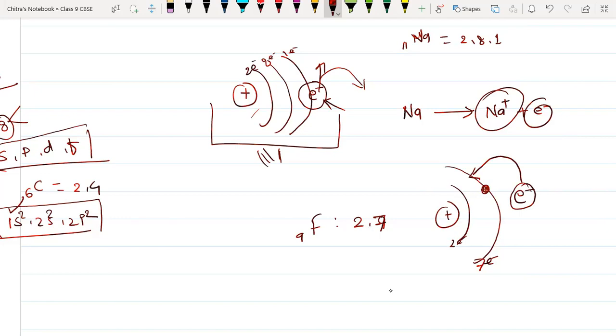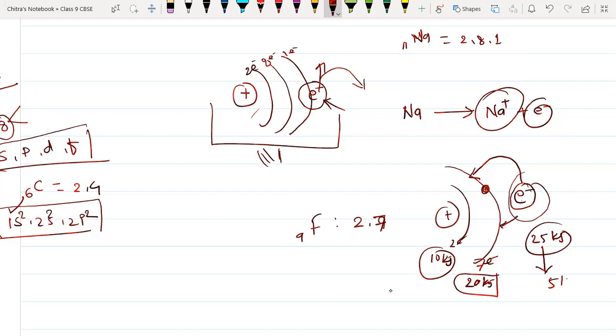Suppose the first energy level has energy of 10 kilojoule, just as an example. The second energy level is 20 kilojoule. And this electron, which is present outside the shell, let's say has an energy level of 25 kilojoule. If you want to fit that electron in this particular shell, you have to lose energy up to 5 kilojoule, then that electron will have 20 kilojoule and will fit in this particular orbit.